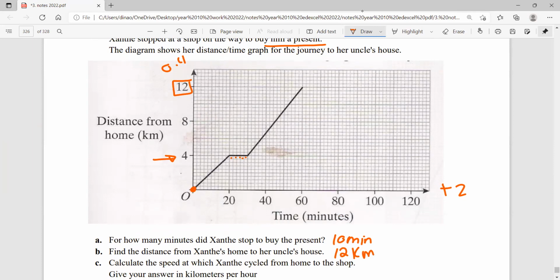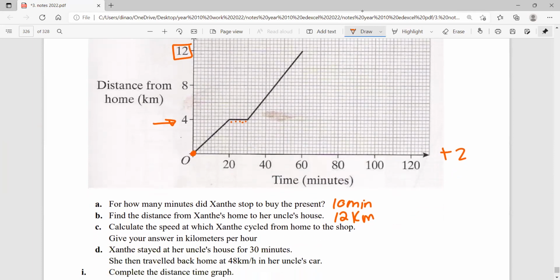Okay. Calculate the speed at which she cycled from home to the shop. So the shop is here, 4 kilometers away from home. I am required to calculate the speed at which she cycled from home to the shop, meaning this part. As we said, since this is a distance time graph, the line drawn is speed. To be very specific, the gradient of the line drawn is speed. Here it says give the answer in kilometers per hour. Be careful, everyone, that here the time is in minutes.